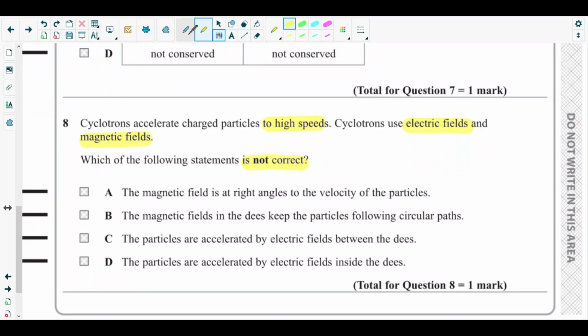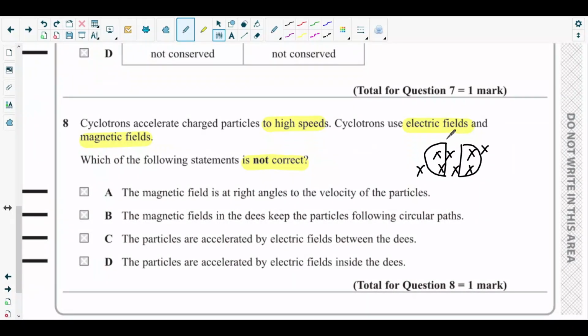The first option says the magnetic field is at right angles to the velocity of the particles. We know that in a cyclotron, the direction of motion of the particles is at right angles to the direction of the magnetic field. The magnetic field is provided perpendicular to the Ds. Okay, let me show you the cyclotron. This is a cyclotron. There is an electric field between them and the magnetic field is perpendicular into the screen.